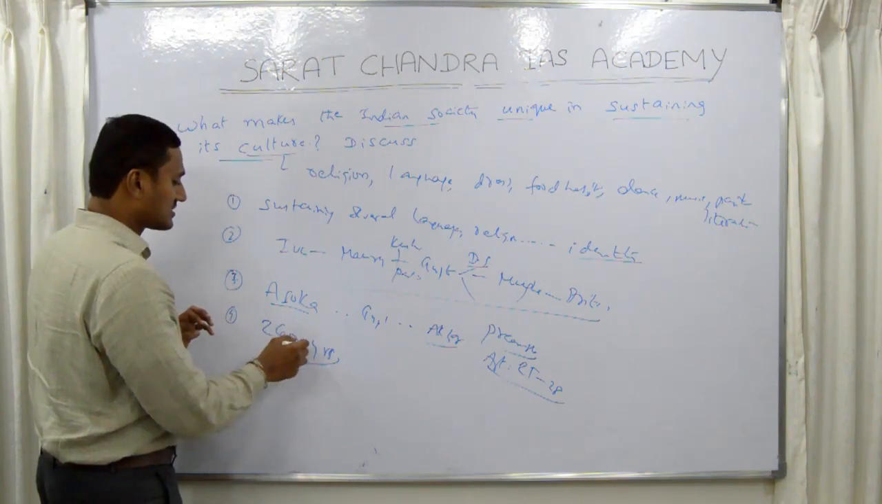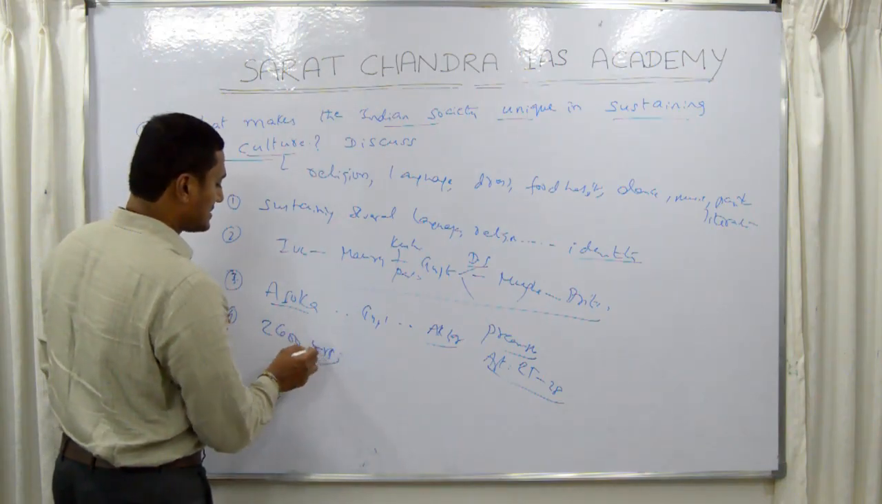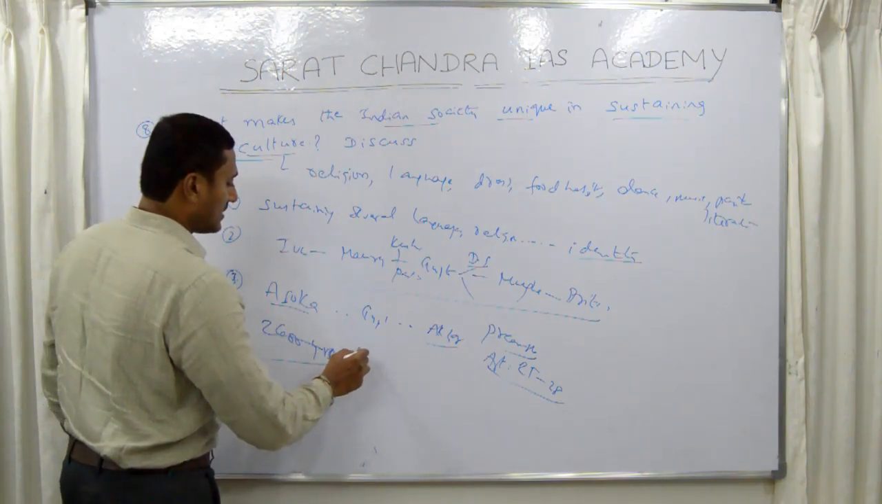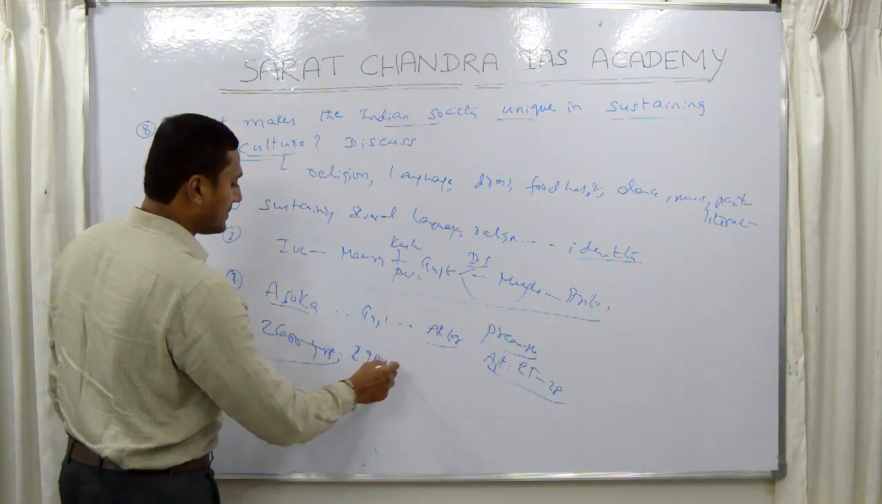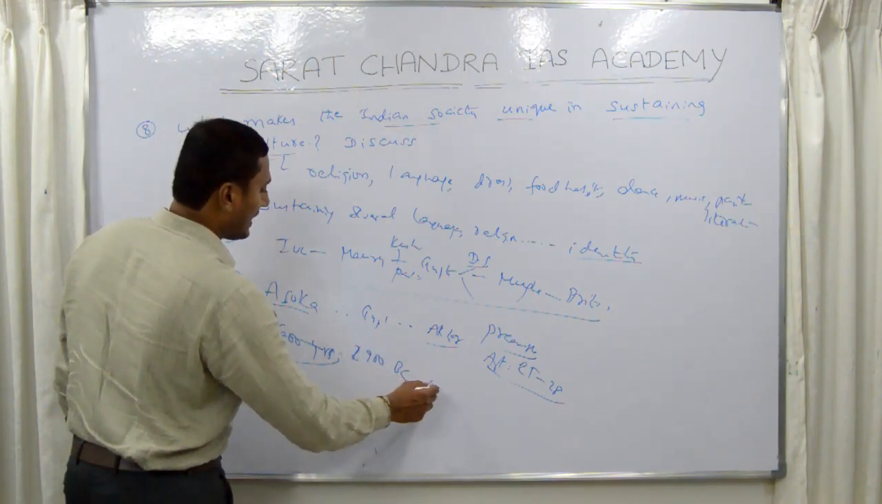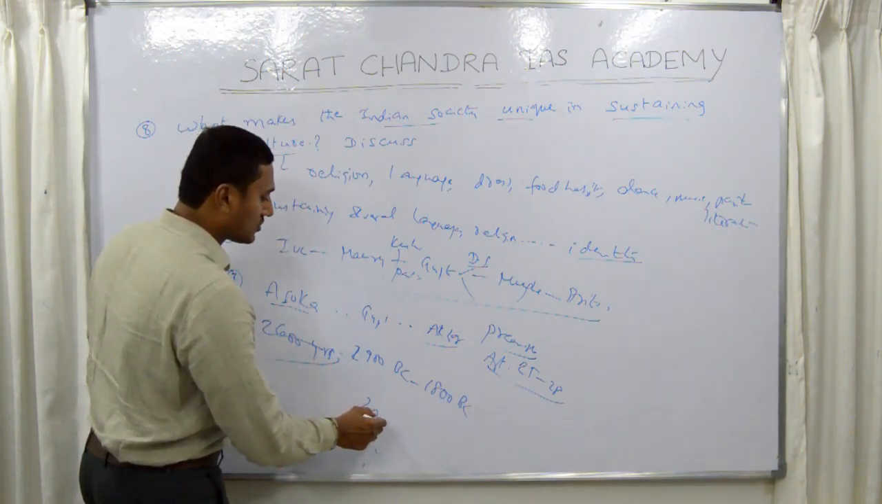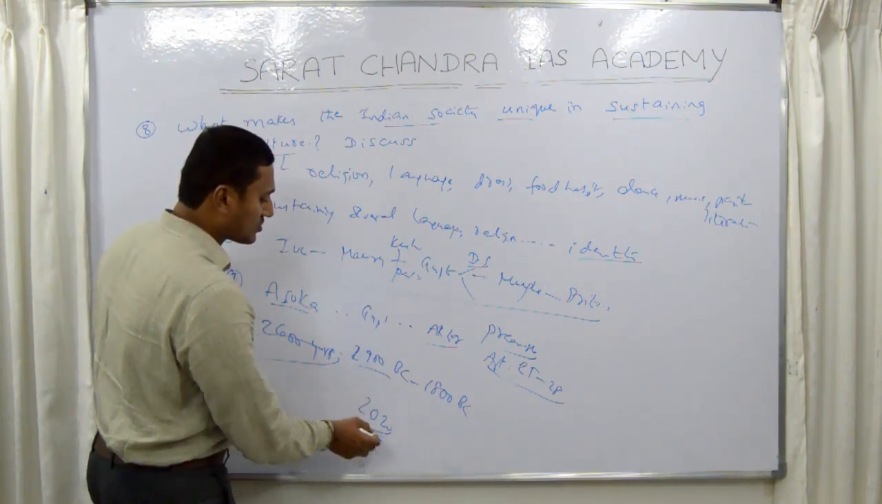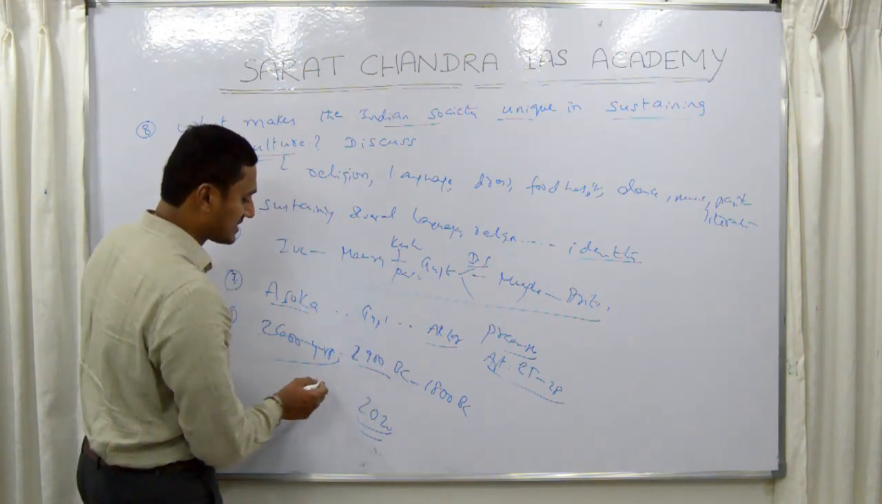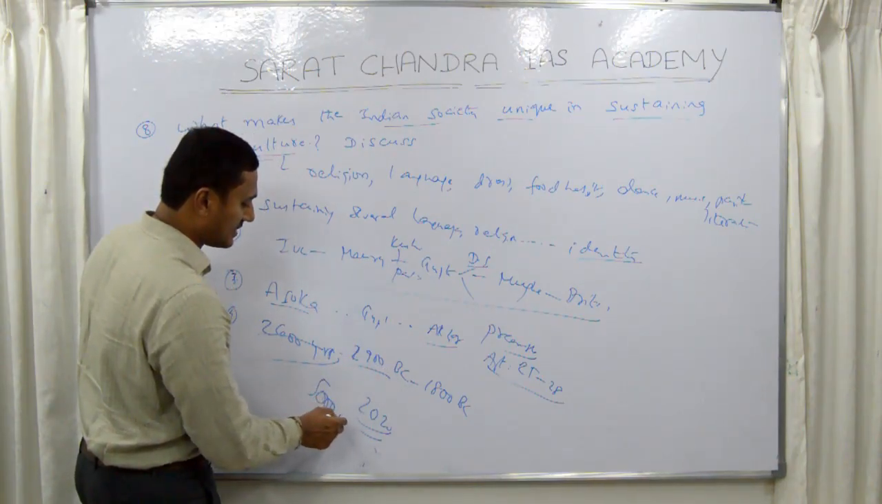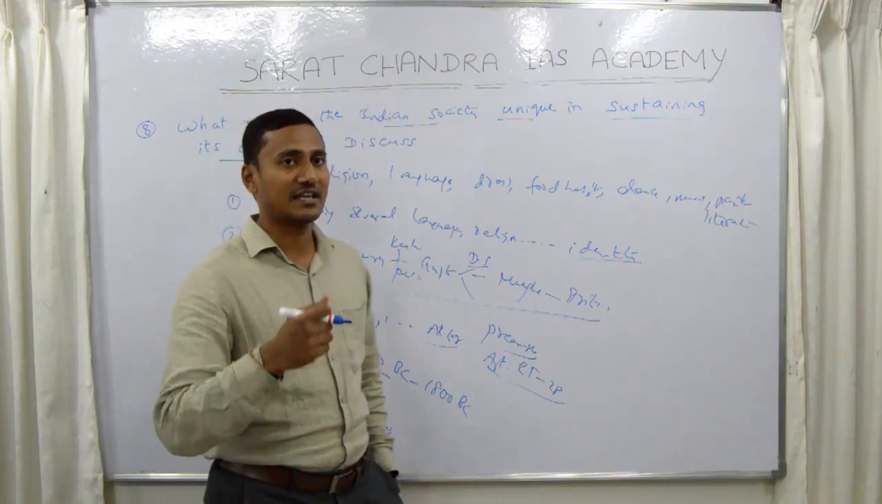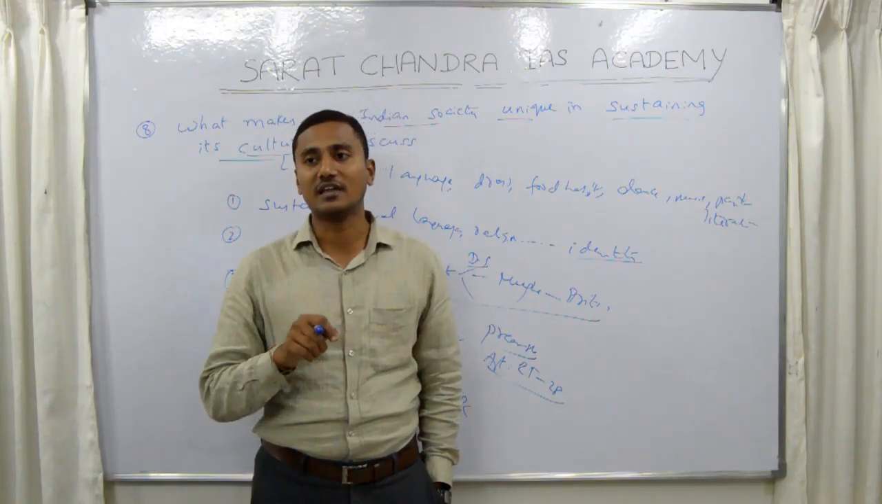See, 2600 plus, IVC is like 2900 BC to 1800 BC. Now we are in 2020. So it's almost like 4900 years, say 5000 years. So 5000 years we are able to sustain a culture, which is another uniqueness for India.